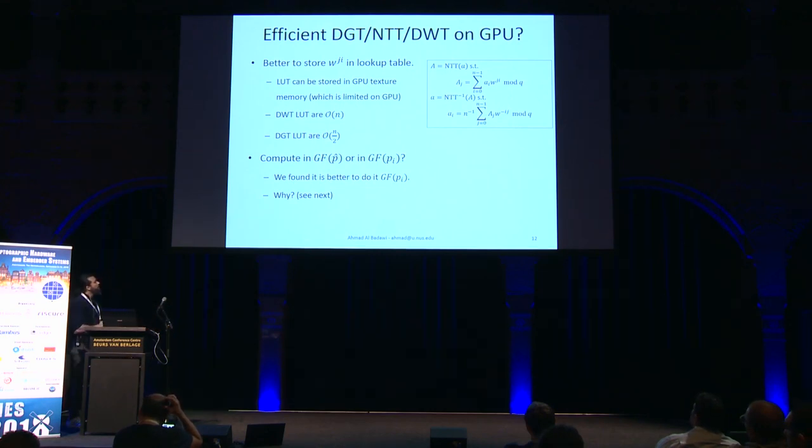Now, the second question is how to compute the theoretical transform: in GF(p hat), or in GF(p_i), the same field primes that you use for the CRT? Well, we found that if you do it in GF(p_i), it is better.